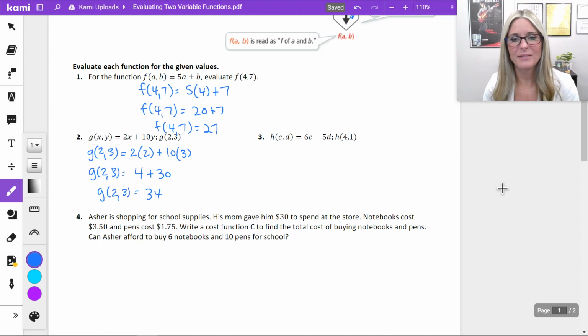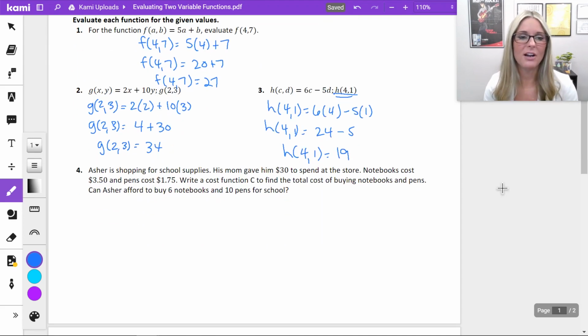In number 3, we're evaluating h of 4 and 1. So I'm going to replace this c with the 4 and the d with the 1. H of 4 and 1 is going to give us 24 minus 5, or h of 4 and 1 is going to equal 19.